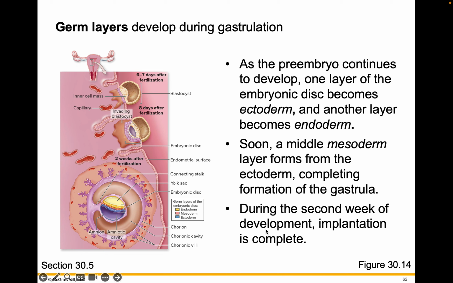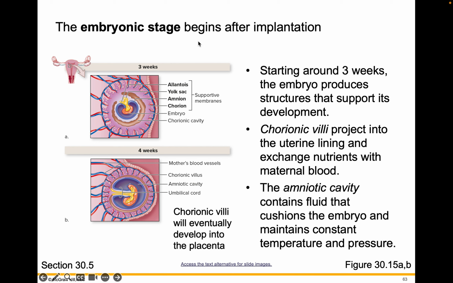During the 2nd week of development, implantation is complete. The embryonic stage begins after implantation. So starting around 3 weeks after fertilization, the embryo produces structures that support its development. The chorionic villi project into the uterine lining and exchange nutrients with maternal blood. The amniotic cavity contains fluid that cushions the embryo and maintains constant temperature and pressure. The chorionic villi will eventually develop into the placenta.